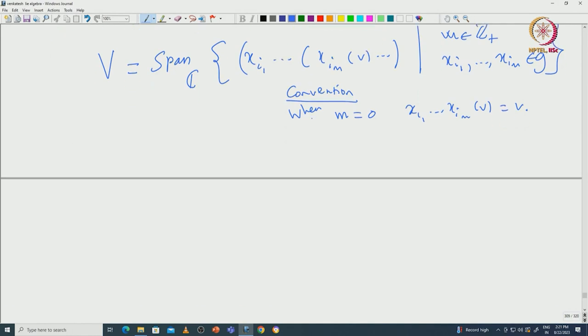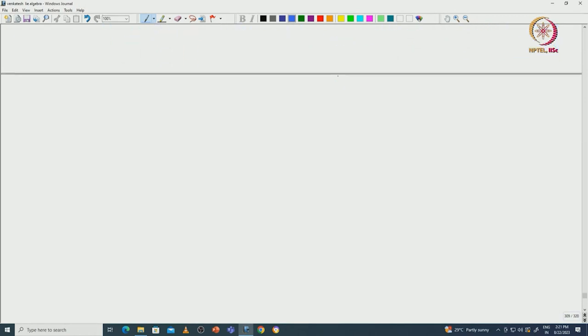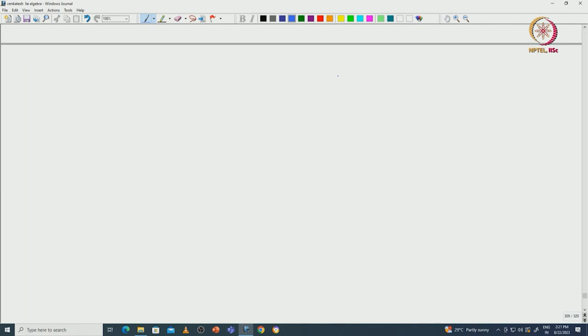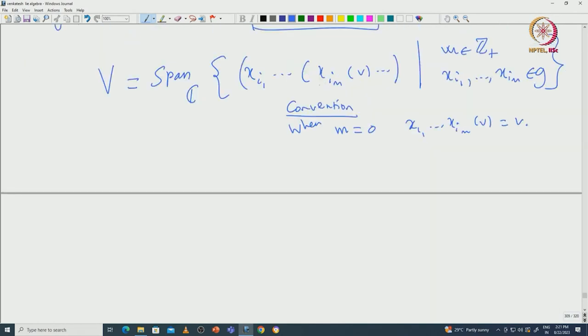I am not claiming that this spanning set will be somewhat easier to handle, but in SL2 theory we saw that this spanning set is actually somewhat nice. We got very nice information by replacing this generating vector by some suitable vector called maximal vectors.